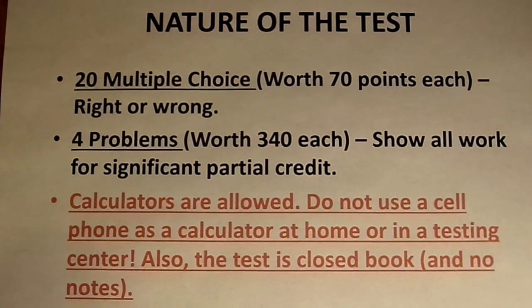Now, there are also 4 problems, and the 4 problems are worth 340 points each. You need to show all work on these because there'll be significant partial credit. Calculators are allowed on the test, but cell phones are not, so don't use a cell phone as a calculator either at home or in the testing center. Also remember that the test is closed book.